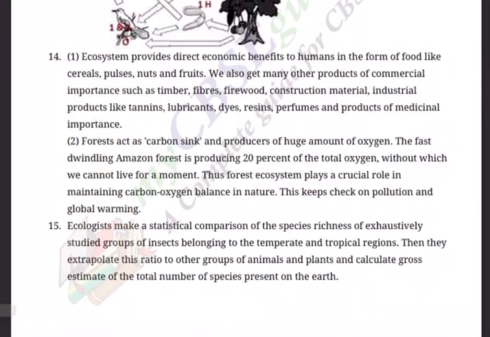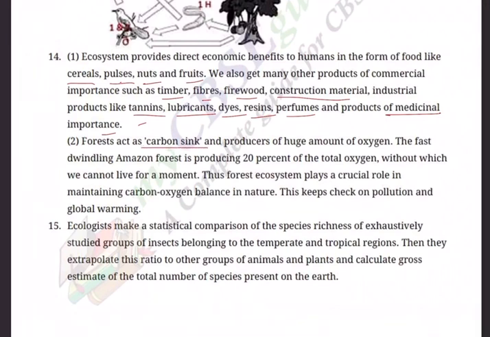Question 14. Ecosystem provides direct economic benefits to humans in the form of food, like cereals, pulses, nuts and fruits. We also get many other products of commercial importance such as timber, fibers, firewood, construction material, industrial products like tannins, lubricants, dyes, resins, perfumes, and products of medicinal importance.